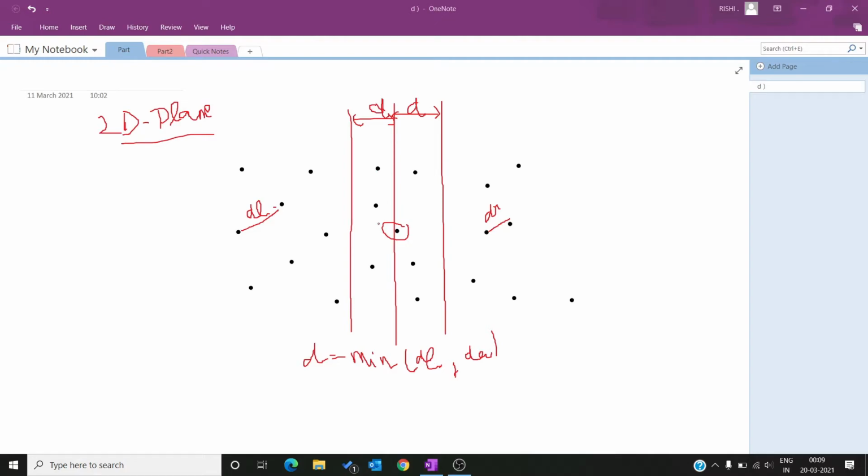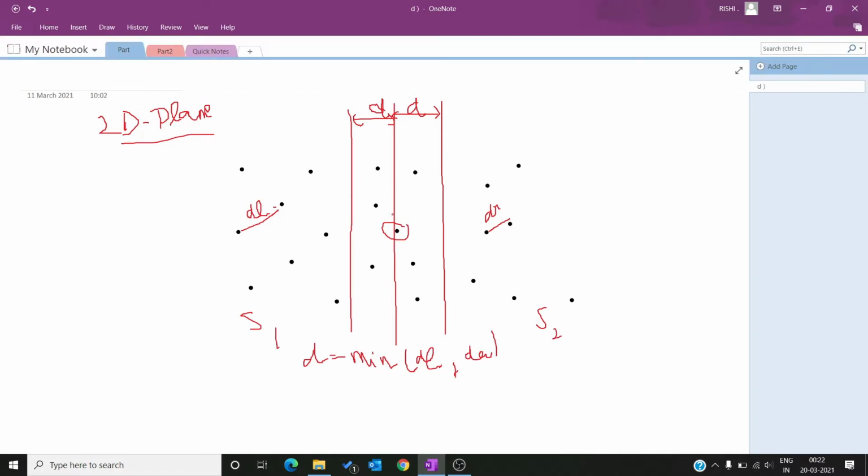So the closest pair with one point on each side will lie only in this strip. It cannot lie outside the strip, because if it lies outside, let's say this point is outside, we have to take the distance from the left hand side of the strip. So of course it will definitely be greater than D, because the distance from here is also D. So our point lies inside. Now we have to find the smallest distance inside the strip.